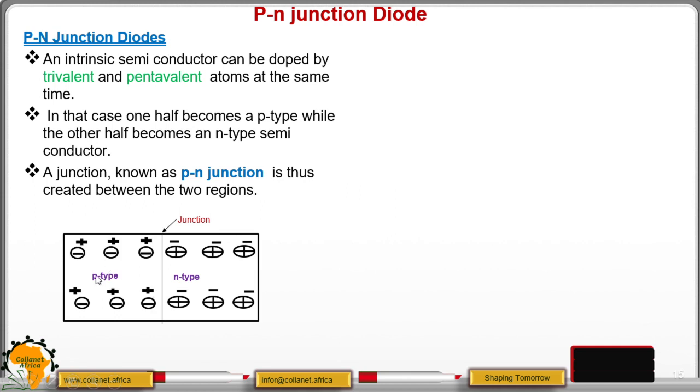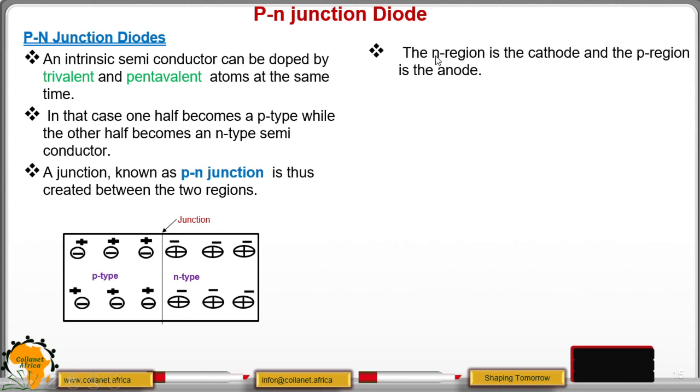So we have the p-type, as you can see, with the majority holes as the charge carriers. Then the n-type, the negative, has electrons as the majority charge carriers. So this one material, or intrinsic semiconductor, we have doped using pentavalent on this side and using trivalent on this side. So the joint or the junction between the two types, the p-type and the n-type, is what we call the PN junction.